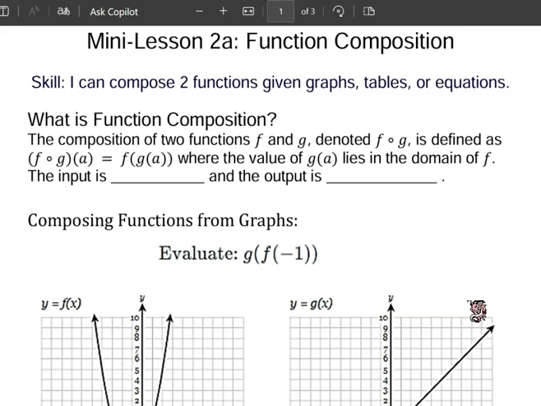f of g of a equals f parentheses g parentheses a, where the value of g of a lies in the domain of f. The input is g of a, and the output is f of g of a.